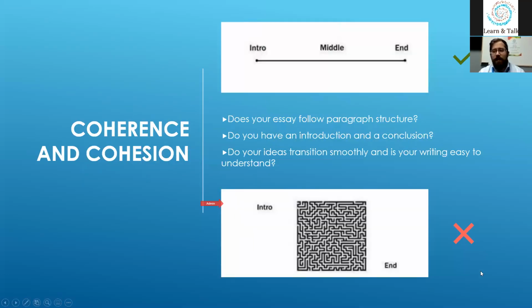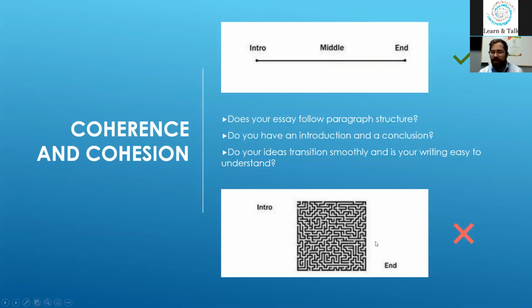Now, another very important thing, and this might be the most important thing, is coherence and cohesion. So I have two pictures for you here. We have a straight line from intro, middle to the end. Okay, that's easy to understand. And that's what your essay should be like. Your essay should be like a straight line that whoever is reading it can understand, okay, this is the introduction, these are the main points, this is the conclusion.